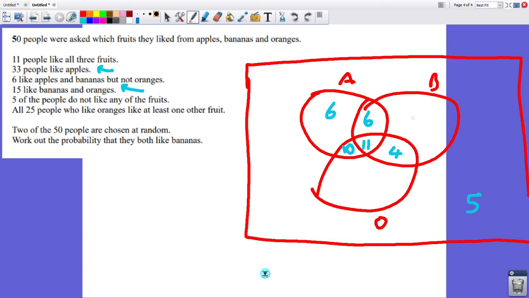And what I'll do now is just look at everything I've got and acknowledge that 50 people were asked. So I've got 5 plus 4 is 9, plus 11 is 20, plus 10 is 30, plus 6 is 36, plus another 6 is 42. Therefore, the remaining 8 people must go into the category of the people who like only bananas.